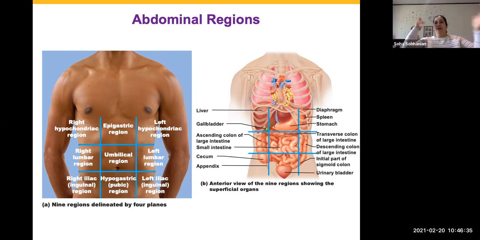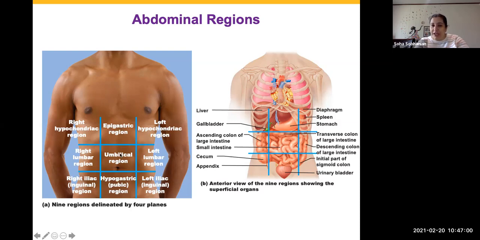So we learned both right and left, right? Because the name on the right-hand side is the same as on the left. So let's go to the middle. Epigastric: epi means above, on top of something, and gastric means stomach. If you look at this picture, most of the region is above the stomach. So this is called epigastric.